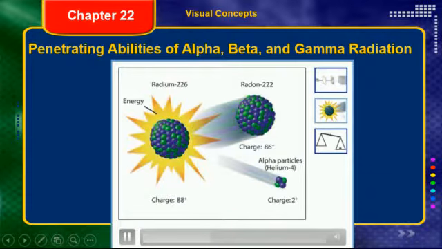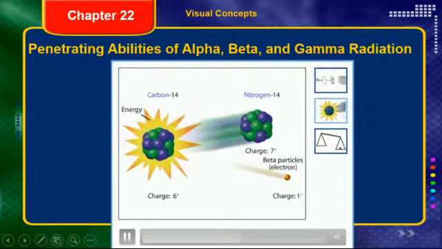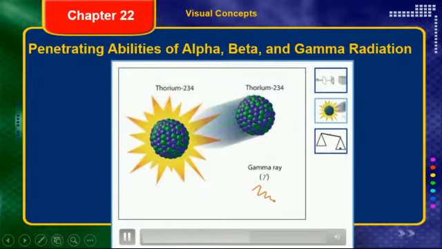Second, the change in atomic mass and number following decay also differs. Alpha emission changes both the atomic number and atomic mass of a decaying nucleus. Beta emission changes only the atomic number of a nucleus. Gamma emission changes neither the atomic number nor the atomic mass.